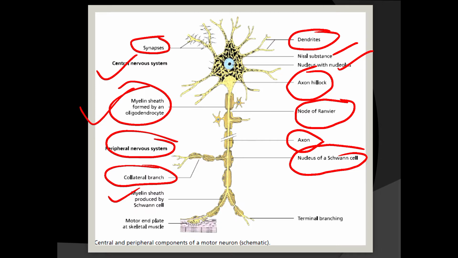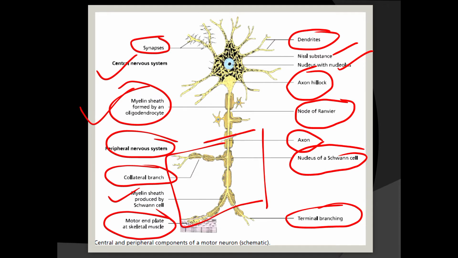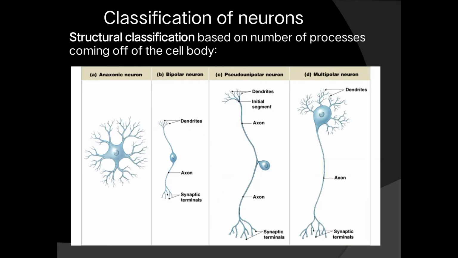Like this, we can see the motor end plate at skeletal muscle. This is the connection where the nerve terminal joins the skeletal muscle fiber, and that is called the motor end plate, and then terminal branching is visible like this. So these are the central and peripheral components of the motor neuron. From here to here is part of the peripheral nervous system, and this is part of the central nervous system of the motor neuron, which we can divide like this.